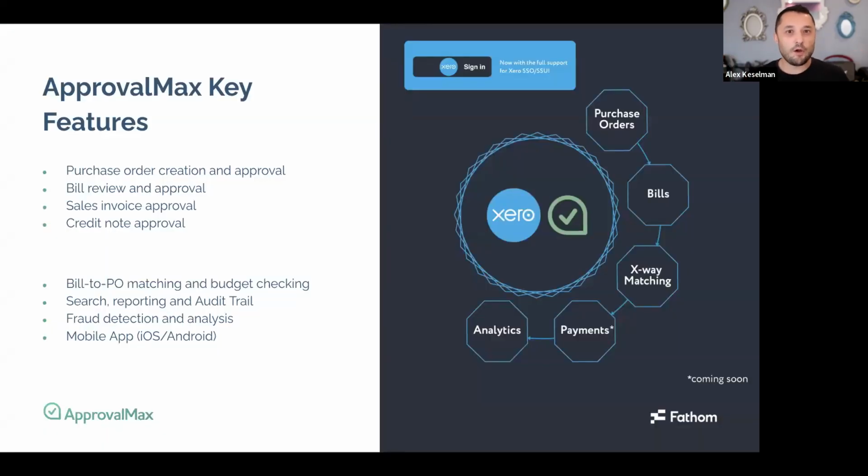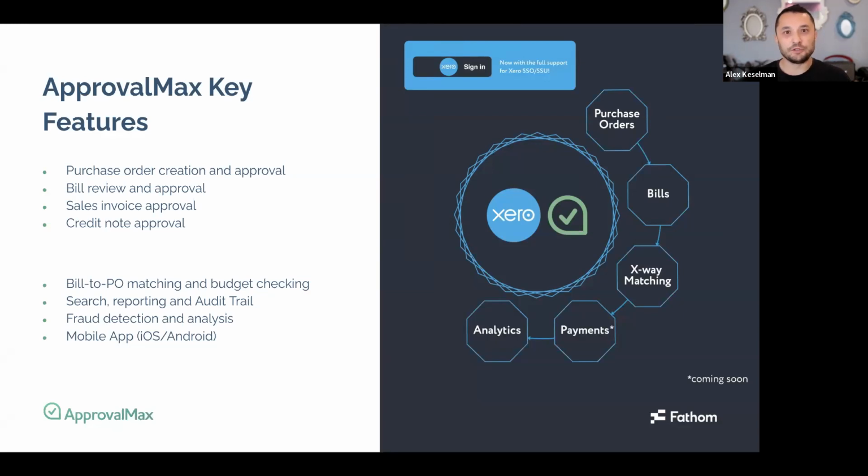But talking about the key features of ApprovalMax, as I mentioned already, the core idea behind the product is workflows, multi-step, multi-level workflows for both the accounts payable and accounts receivable side. So it might be that you're working only on the purchase order side, maybe you're working with the bills, maybe with the credit notes or sales invoices. We can cover all of those things. So you can build up the process for each and every financial document. But it's not only about the workflows, actually. There is much, much more behind that.